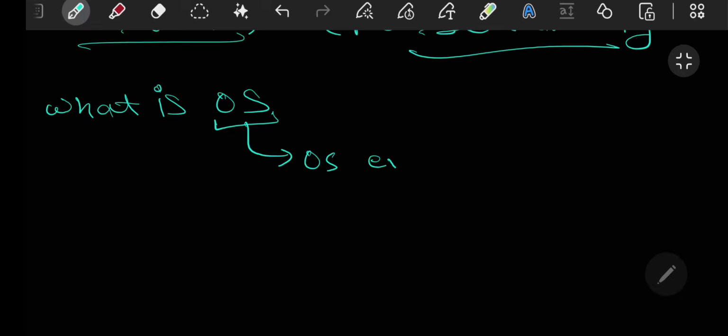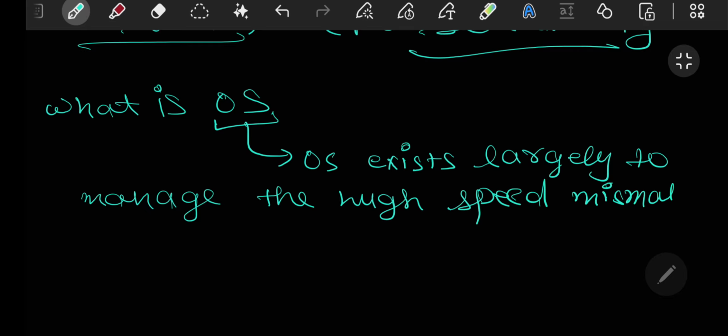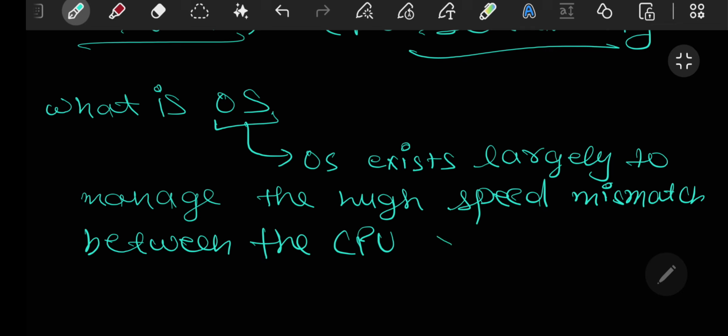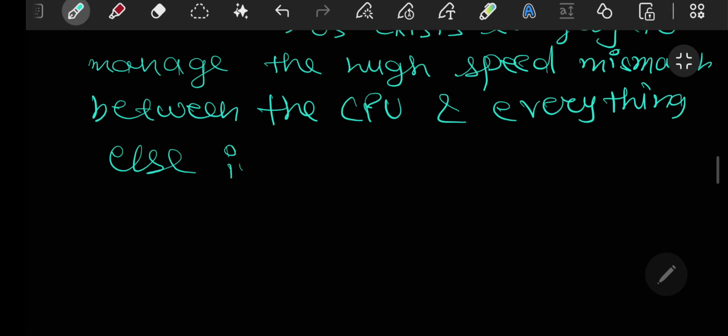Operating system exists largely to manage the huge speed mismatch between the CPU and everything else in the computer. So what do we understand by this definition?